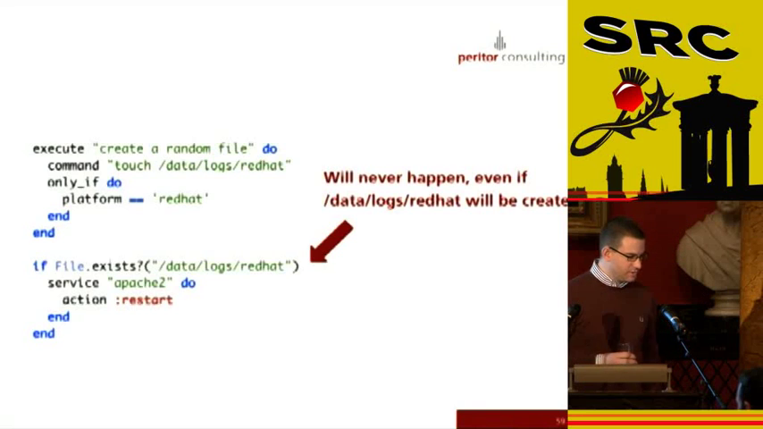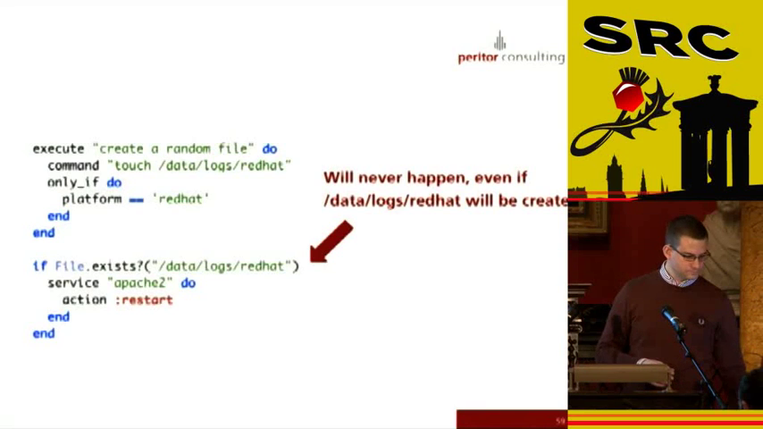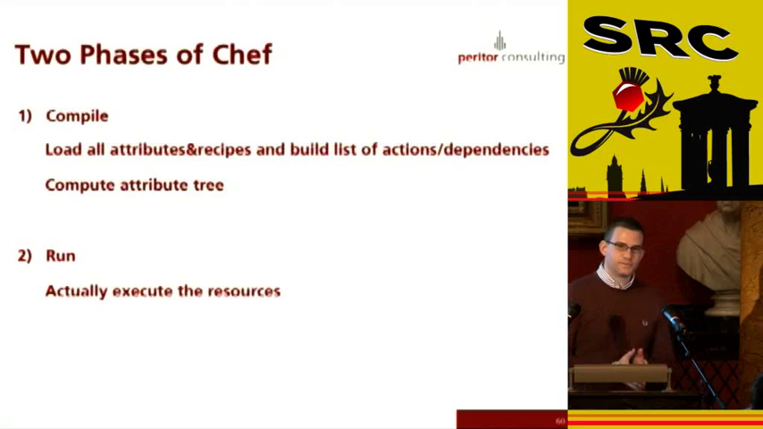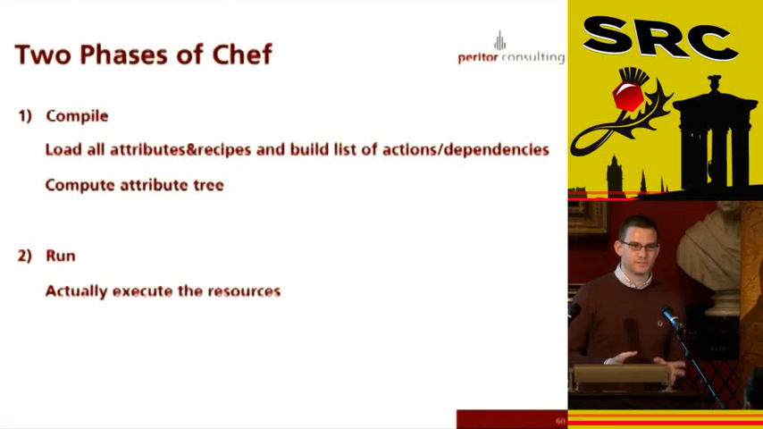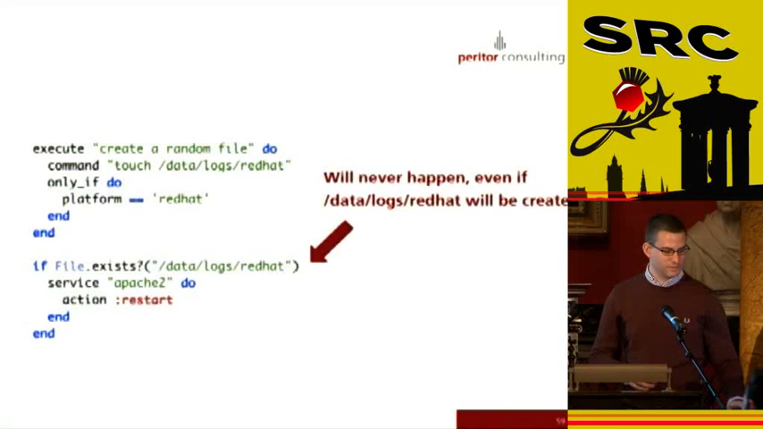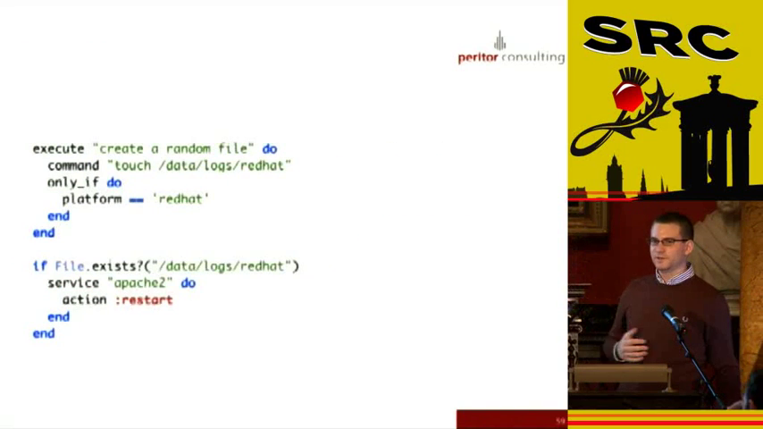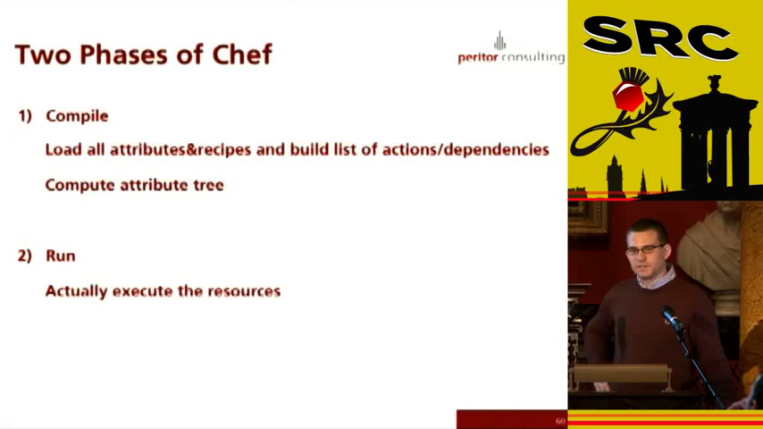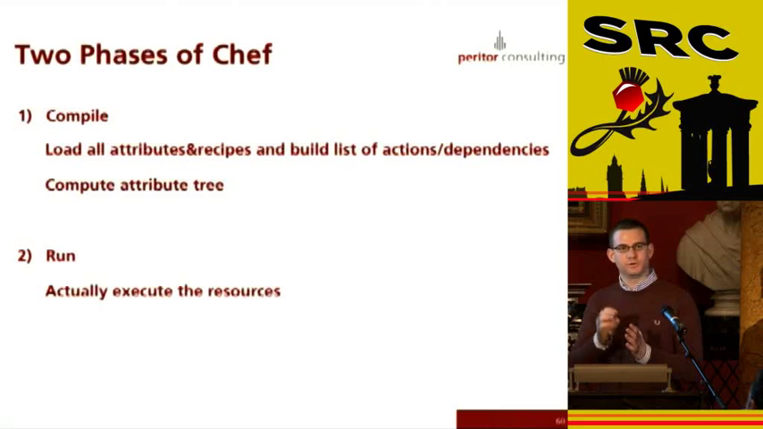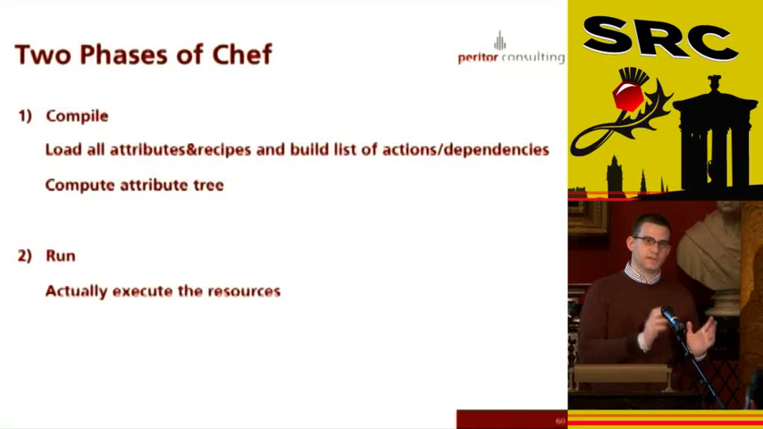And the reason is simple: Chef has two phases. The first one is the compile phase, and this can be very annoying if you're first playing with Chef and you do not understand why it's not working, because this is totally valid Ruby, right? The problem is that it's not doing exactly what you expect. At first Chef loads all your recipes and compiles them to its in-memory representation of what you want to do and change on your system, and then it goes on and executes it.